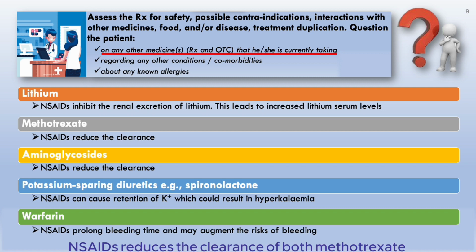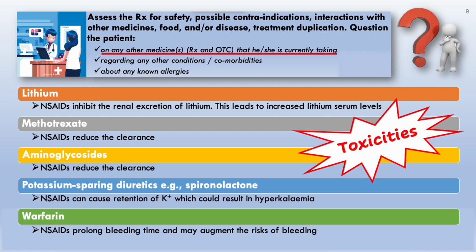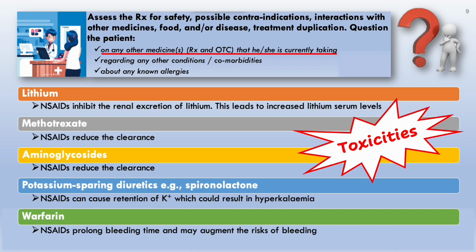NSAIDs reduce the clearance of both methotrexate and aminoglycosides, which can then lead to toxicities. Potassium-sparing diuretics, for instance spironolactone, together with NSAIDs can lead to hyperkalemia because NSAIDs cause a retention of potassium. NSAIDs furthermore prolong bleeding time, and should the patient be on warfarin, which is an anticoagulant, it may augment the risk of bleeding.